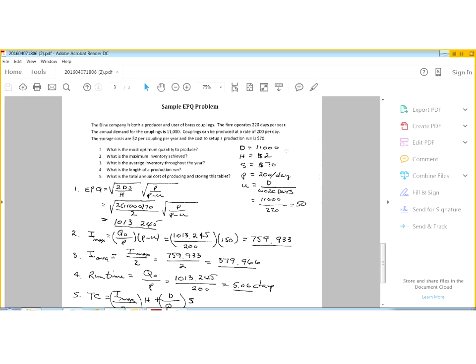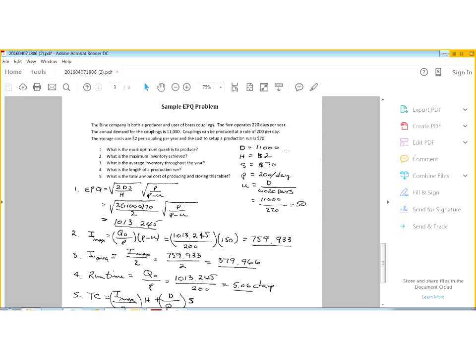The holding cost, so the storage costs are essentially the same. What we're talking about there is the holding cost, the carrying cost. That's going to be $2. Now notice, students, that the wording on the storage cost says $2 per coupling per year. Now there's some students who, when they see the word per in there, feel like they need to multiply the holding cost by something. Please don't do that. That is absolutely incorrect.